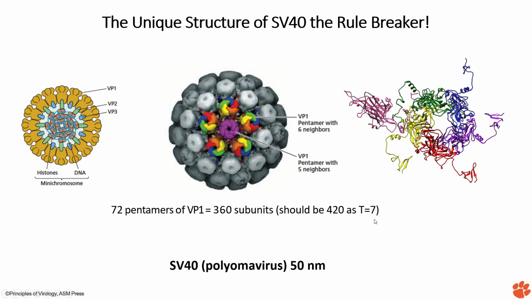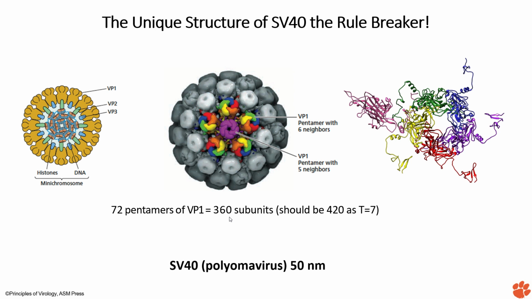Here, if it's T equal to 7, and not many examples are there, it should be 420. You just multiply 7 with 60. But there are 72 pentamers of VP1, altogether 360 subunits. So that means that there will be some space on the surface of the virus that is empty. And that's why it looks like a bristle-like structure, because it doesn't cover all of the virus.